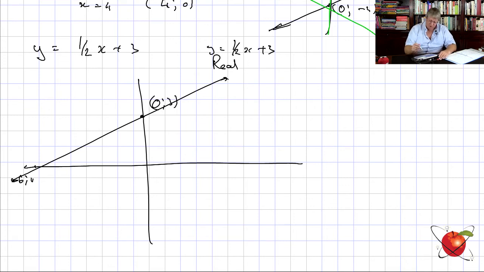Now let us reflect about the x-axis. So let's put that in, I don't know, if you want to, as blue. So what do I look for? There we go, 0 and 3 goes to 0 and minus 3, because this is the image.